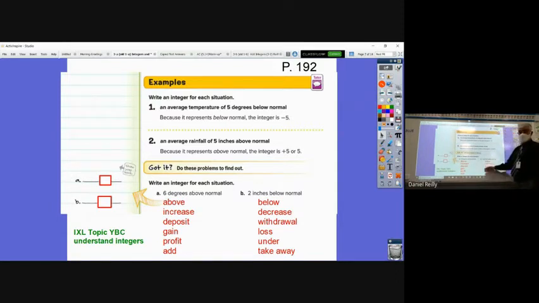The opposites of all these are negative words. Below, 10 feet below the surface would be -10. A decrease in something. A withdrawal from your bank account. That's when you take money out. So a withdrawal is negative, a negative number. Or a loss, like something loses value. Under, take away, all those imply negative numbers.